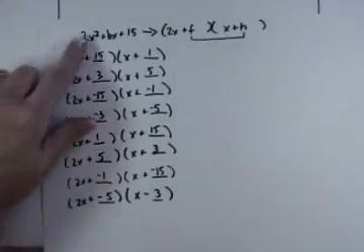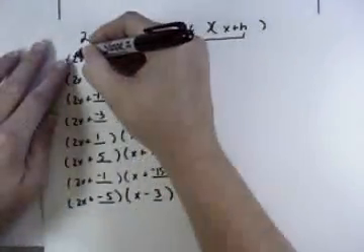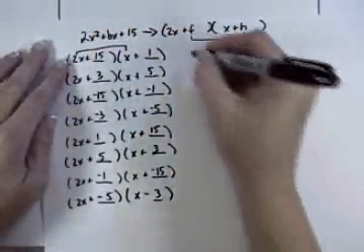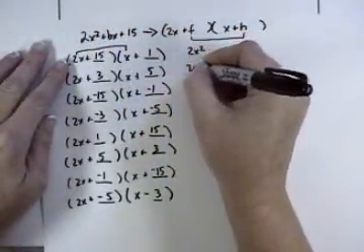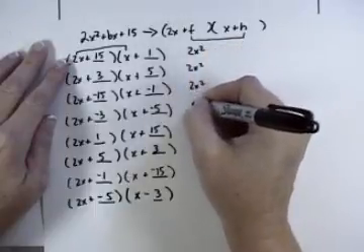Okay? All right, so now what are we going to do? We're going to FOIL. Well, the first term is always going to work out to be the same for all of them. It's going to be 2x squared. Okay? So I don't even have to worry about that one.